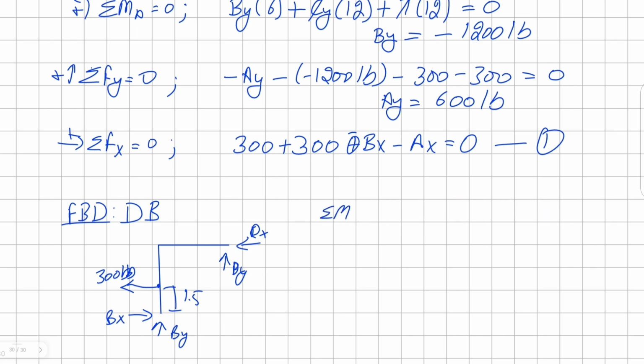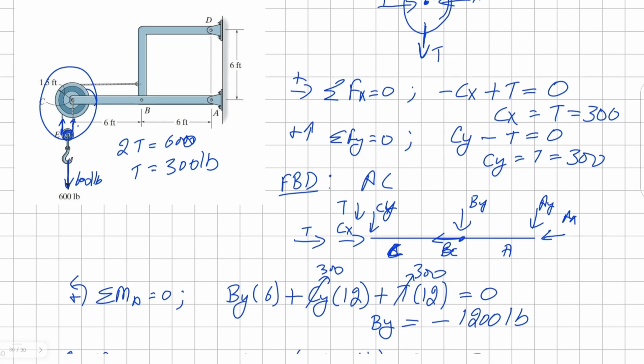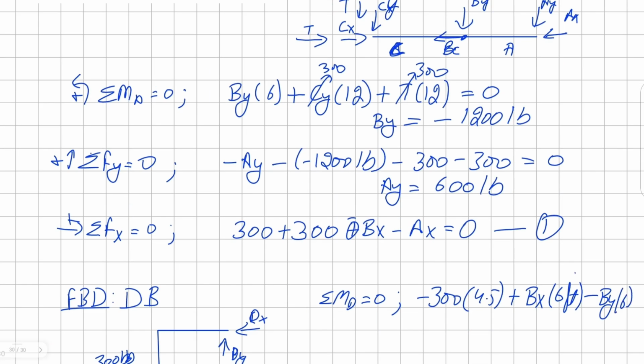Now let's take a moment about the point D. First point we encounter is our pull force from the tension of the cable, which is going to be negative because it's clockwise and it's 4.5 feet away. Then we encounter our horizontal reaction for B, and it's 6 feet away. And finally we have a clockwise reaction for our vertical component reaction at B, and it's 6 feet away. All of this is equal to 0.